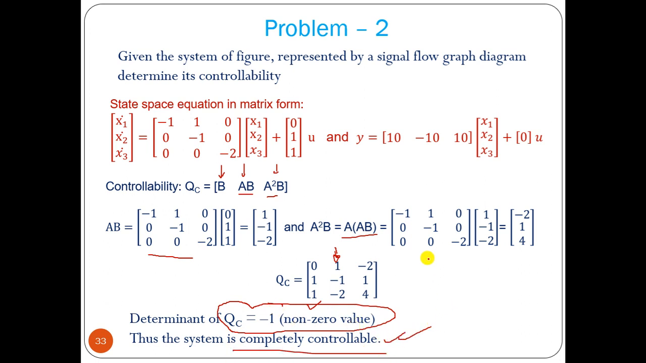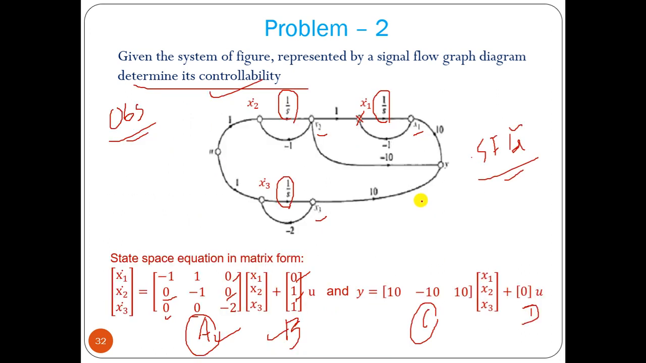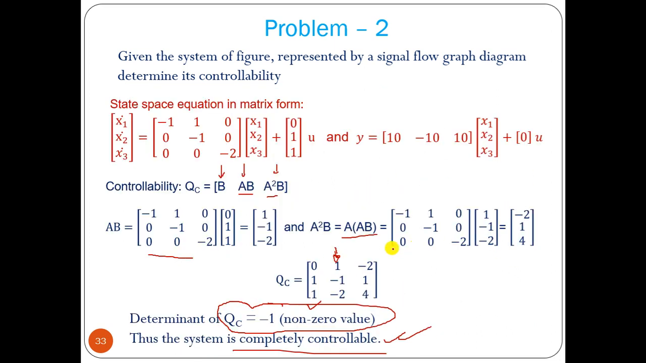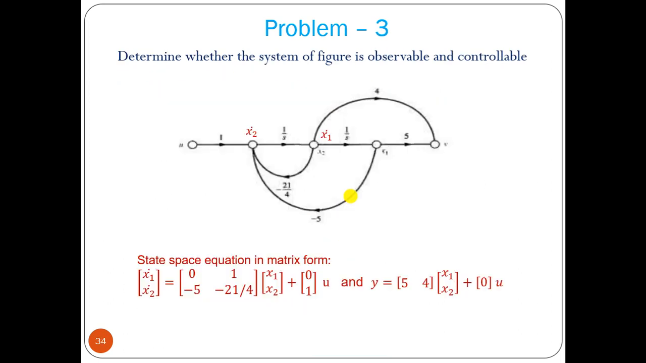Okay, that is the problem. So this is another kind of problem. Okay, the only difference is from a signal flow graph we have to find out the state space equation in matrix form, then we can solve for controllability and we can solve for observability also. Okay, so you can do that. Now let us solve another problem.